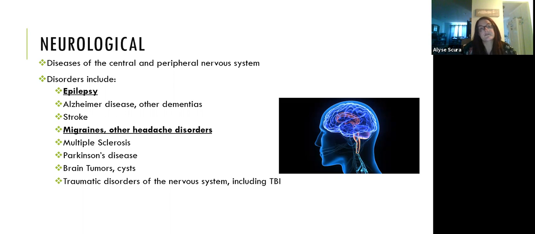Disorders in the neurological system include epilepsy, Alzheimer's disease or other dementias, strokes, migraines or other headaches, multiple sclerosis, Parkinson's disease, brain tumors and cysts, and traumatic disorders, including TBI, among others.